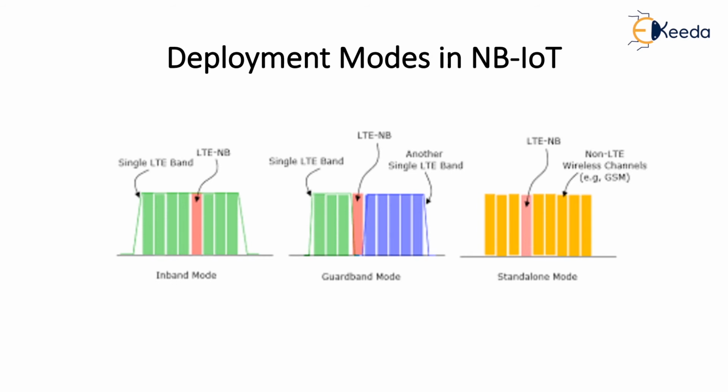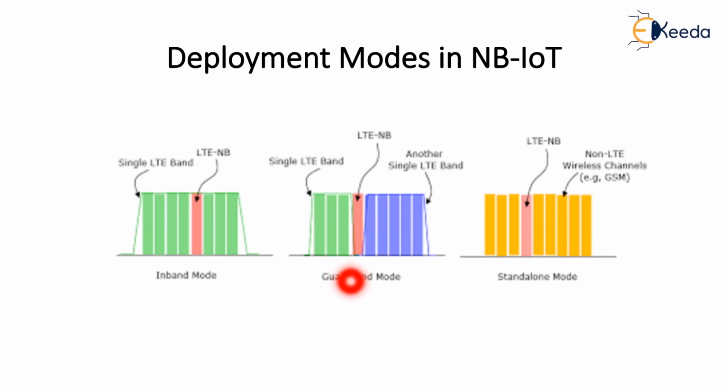So next is deployment models in NB-IoT. Currently NB-IoT works under the condition of the 3GPP specification, which provides only frequency division duplex with a bandwidth of 180 kHz for 3 deployment scenarios. So one is the standalone scenario. The NB-IoT uses a frequency band outside the bands used by LTE. So here is the LTE band, narrowband, and here the non-LTE wireless channels like GSM.